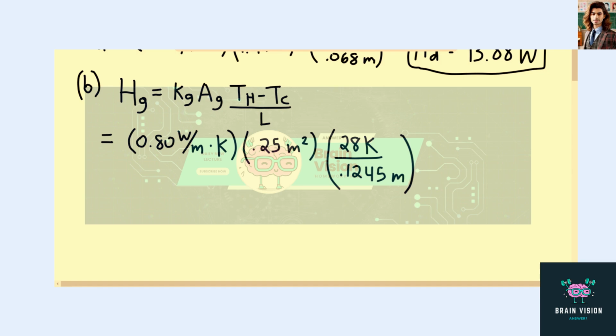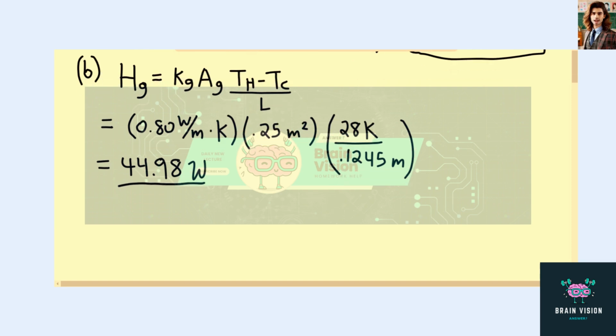Okay, we have our full expression. If you multiply that out, you get that H sub G is equal to 44.98 watts. Okay, I'll underline that. We'll need that in a second. So now we have this. This is just the heat current through the glass window, the tiny window that you put in your door. So now we have to find what's left.